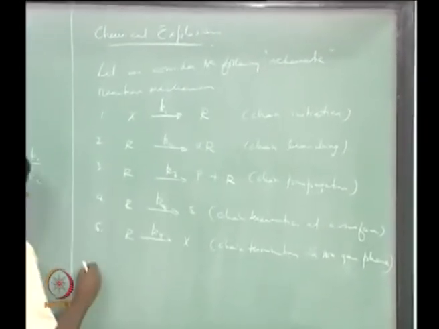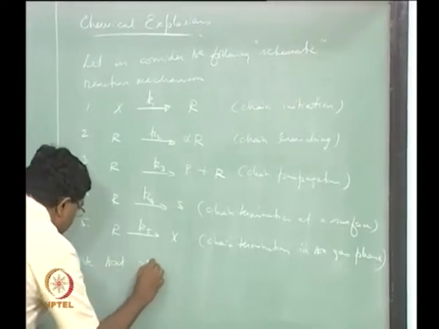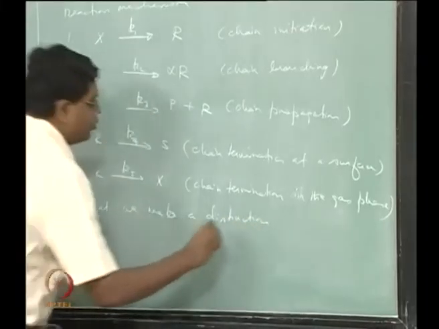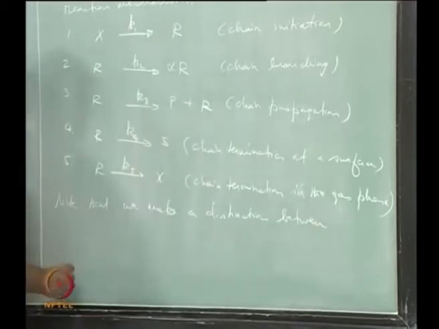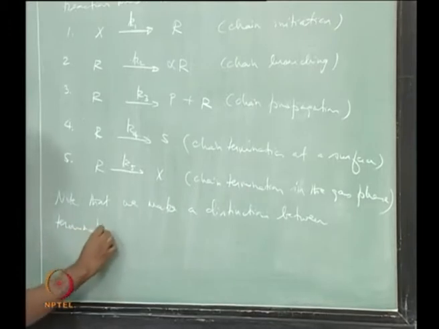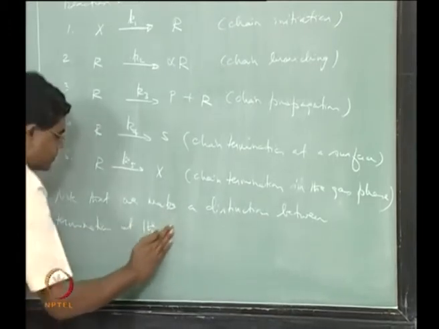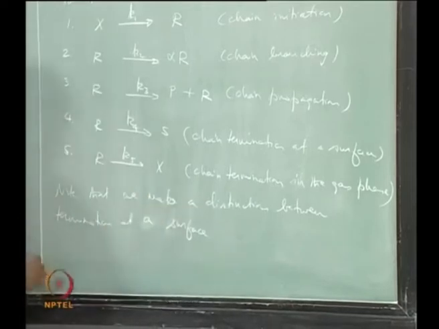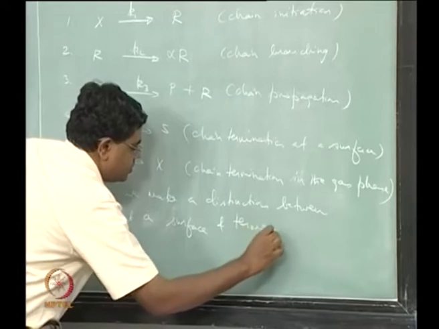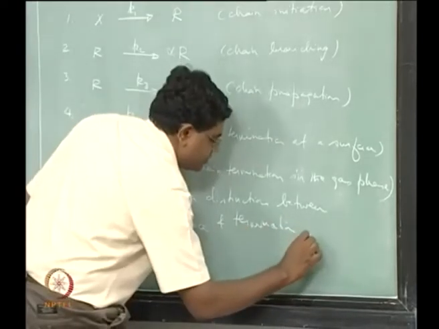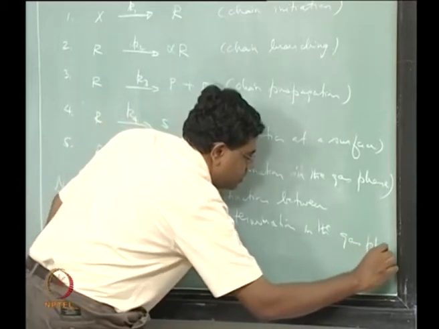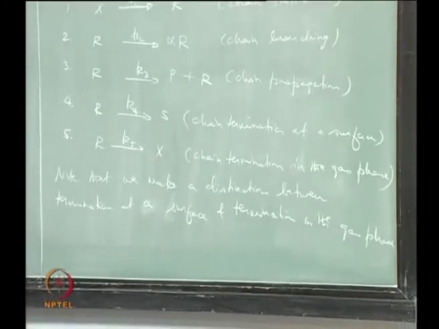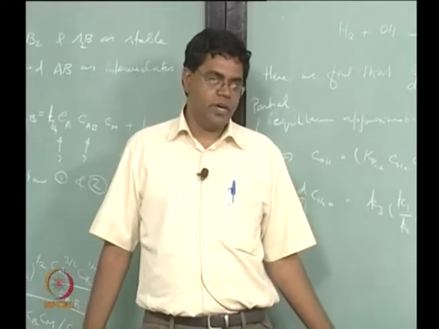So note that we make a distinction between termination at a surface and termination in the gas phase. Why would you want to make the distinction? Does it matter? Termination means the intermediates disappear, right? How does it matter which way they disappear?